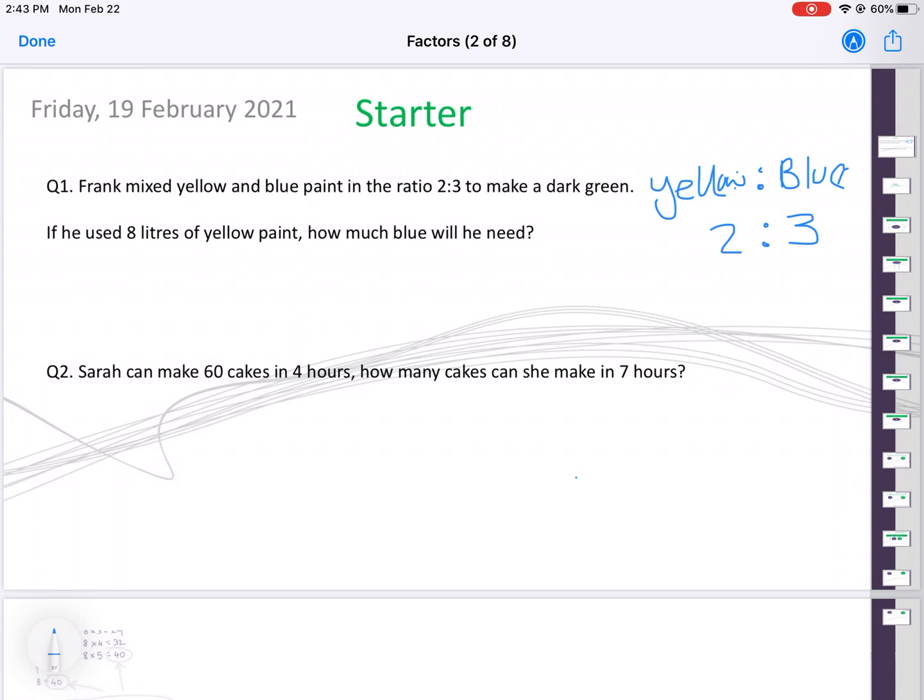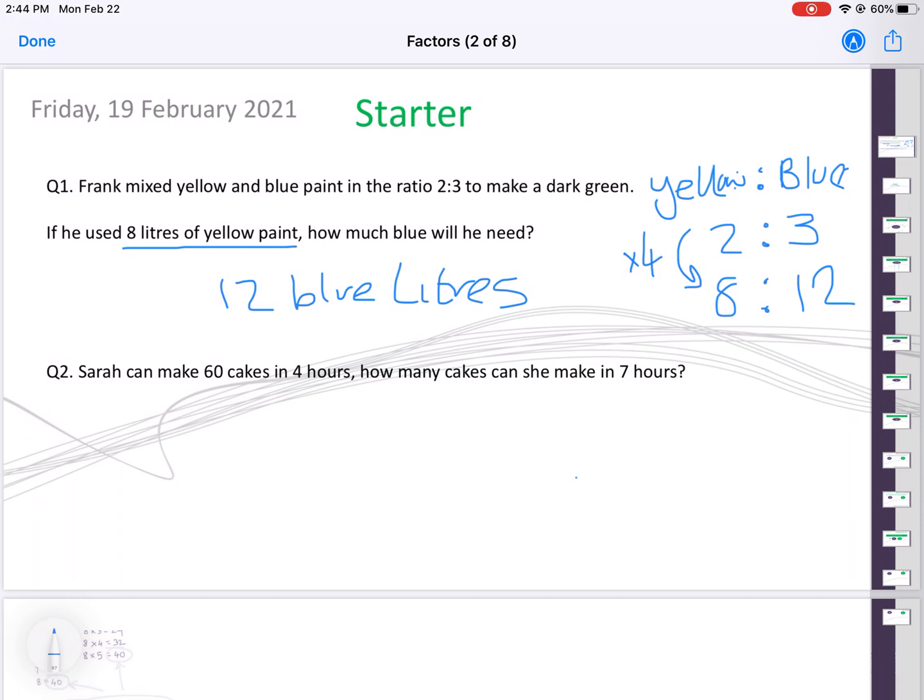We are told that Frank uses 8 litres of yellow paint. So the 8 goes underneath the 2 here, underneath the yellow. What have we done to get from 2 up to 8? We've times it by 4. Okay, so this was our ratio calculations, and it also relates to what the pinks did with direct proportion as well. Times the 3 by 4 and we get 12, so we need 12 litres of blue.